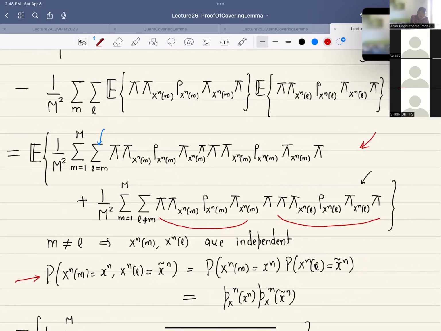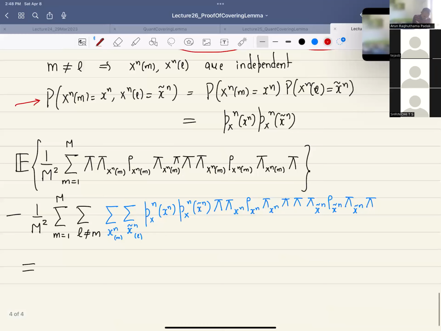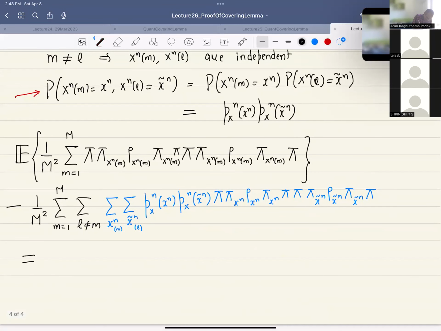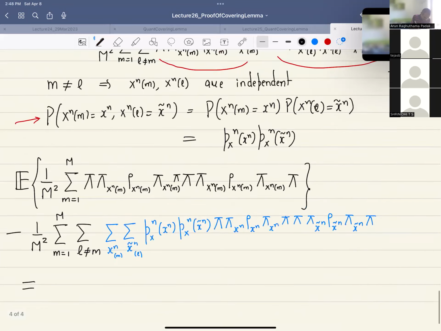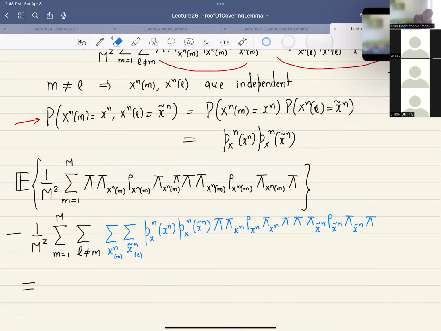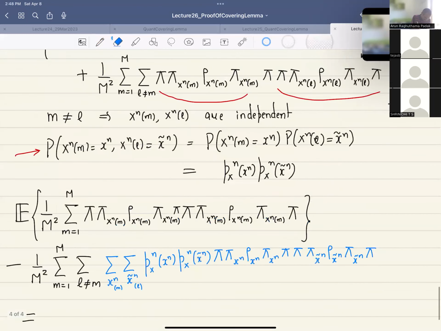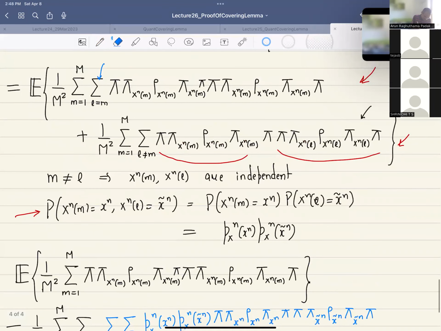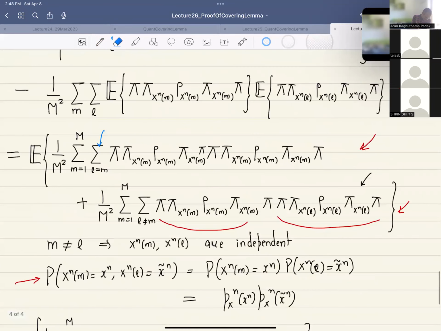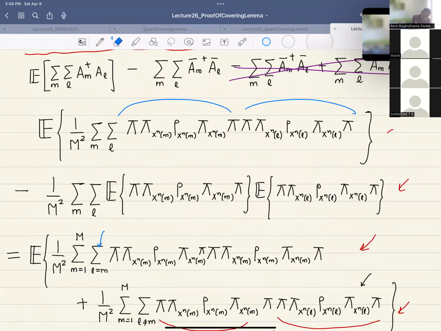Now let's look at the l not equal to m term, and I just evaluated the expectation. That's all I've done here. I'm only looking at the first term. I said this is the sensitive term, so I started looking at the first term.